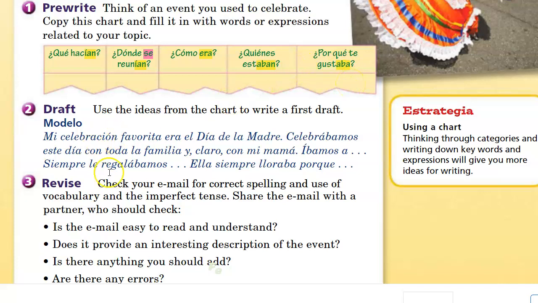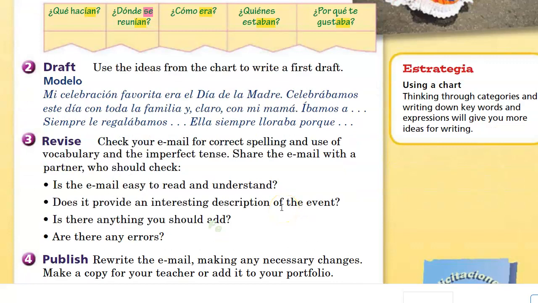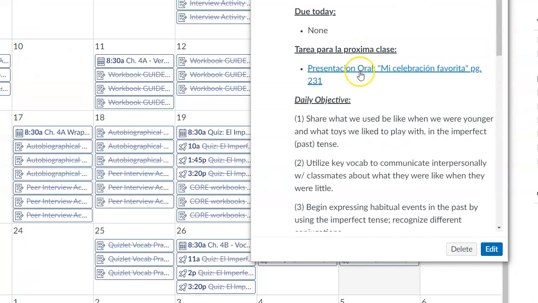You have an example here to model off of, and we'll create it together in class, so that way you're not having to do so much on your own. And that is your homework for next class, Presentación Oral.